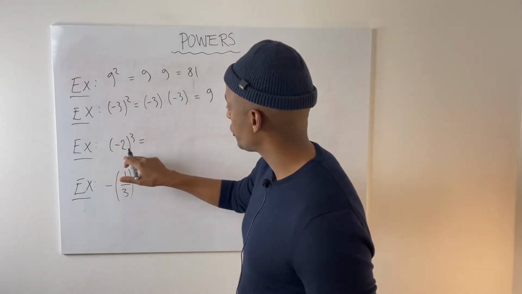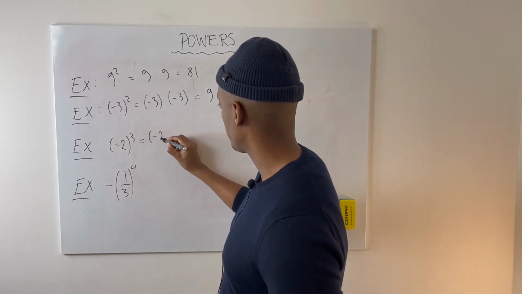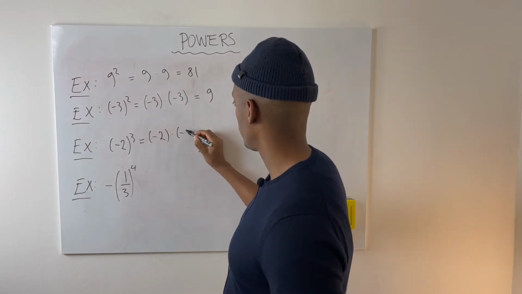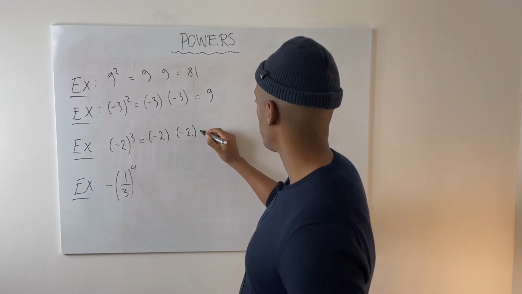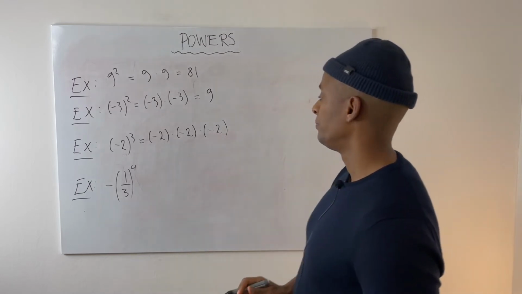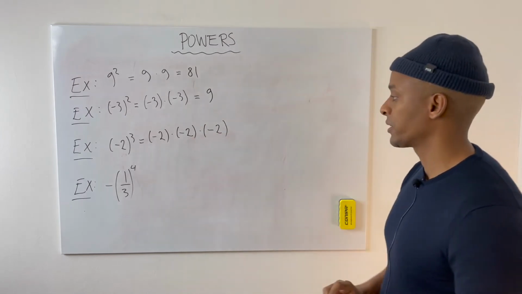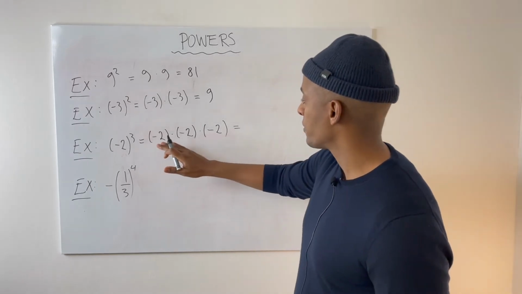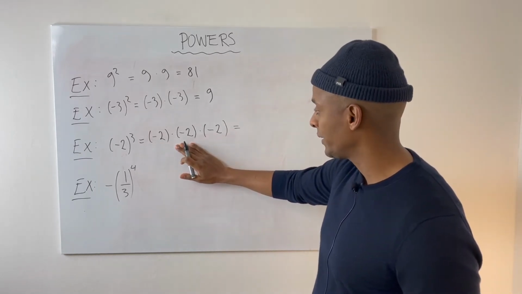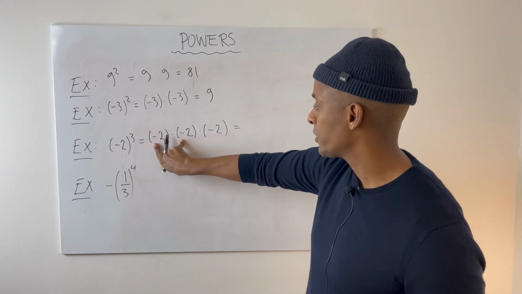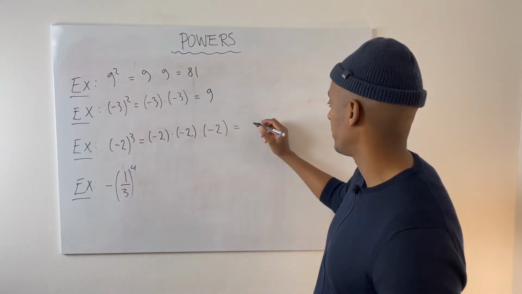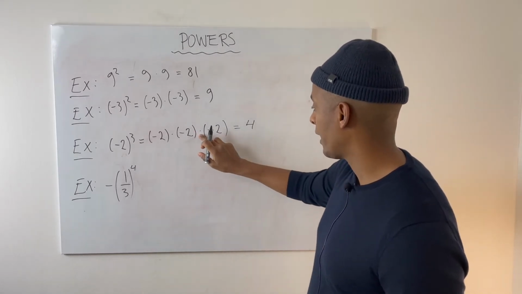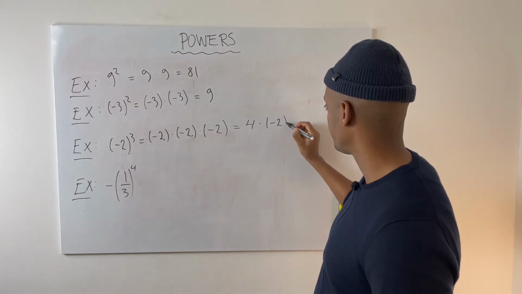Here we have minus 2 as the base, and we're going to multiply it 3 times. So we have minus 2 times minus 2 times minus 2. That's 1, 2, 3 times. So what do we have here? Minus 2 times minus 2 is plus 4, because two negative numbers, again, when we multiply them, become a positive number. So then we can write this as 4 times minus 2. Okay?